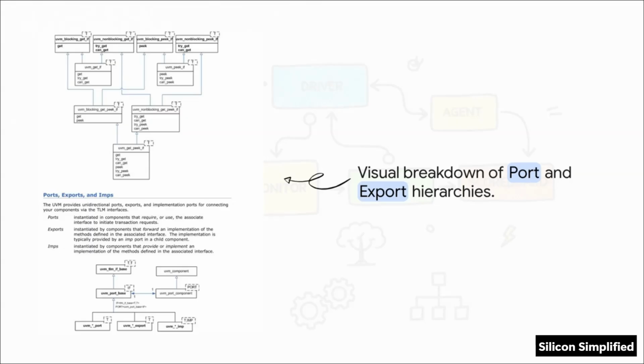In TLM, connections are made between ports, exports, and IMPs. A port requires an interface, but the port itself doesn't contain the actual code for what to do with the transaction. It just defines the API. The IMP, or implementation, is what actually contains the code for the put, get, or peek method. And the export? It just sits right in the middle to forward the implementation across component boundaries.